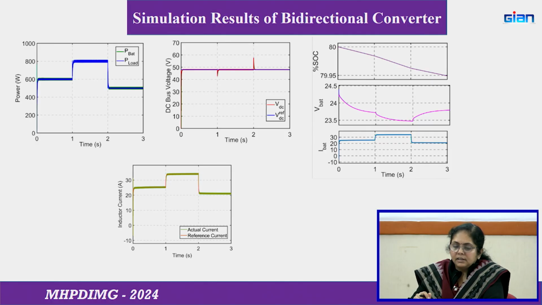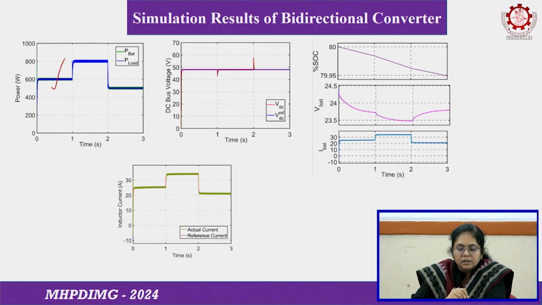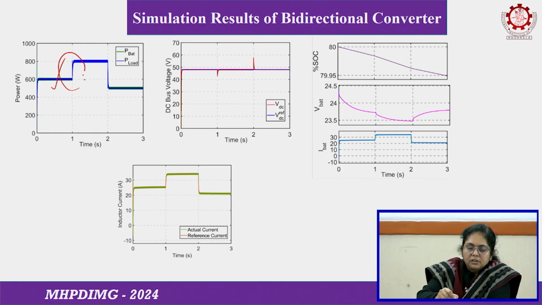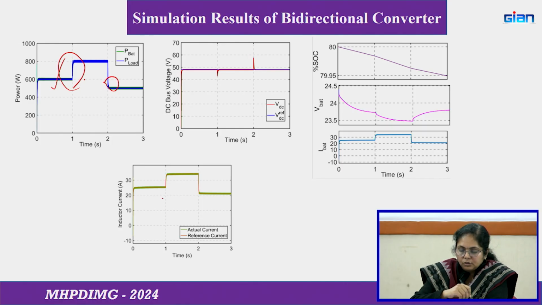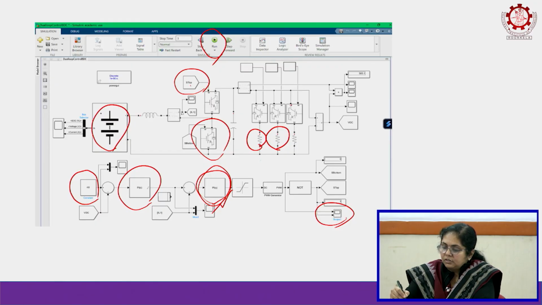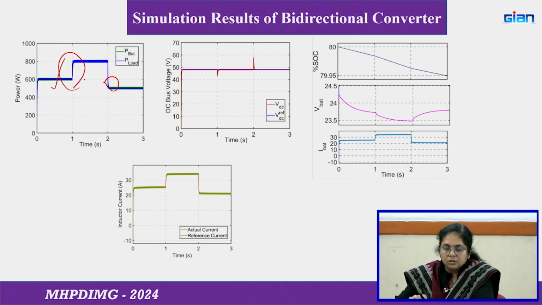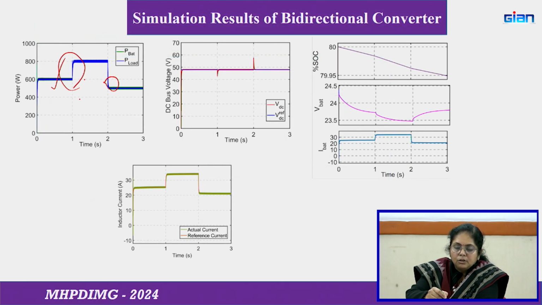So, these are the results. Here this is done with the load power varied. The load is from 600 watt to 800 watt, then again it is changed to 500 watt. So, by switching on those, you are giving pulses to these switches to make the resistances get connected to the circuit. So, you are varying the load in this way.